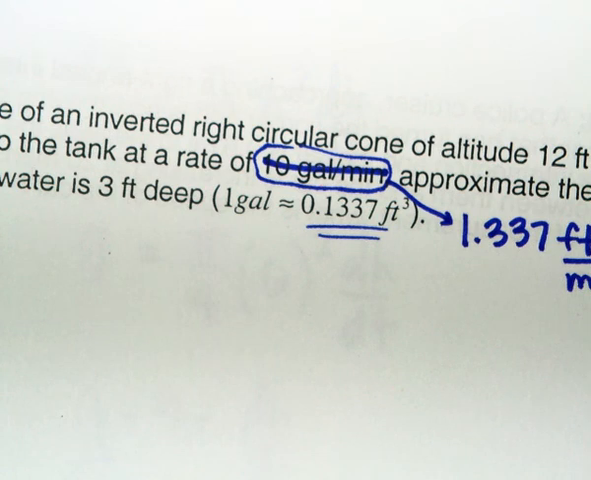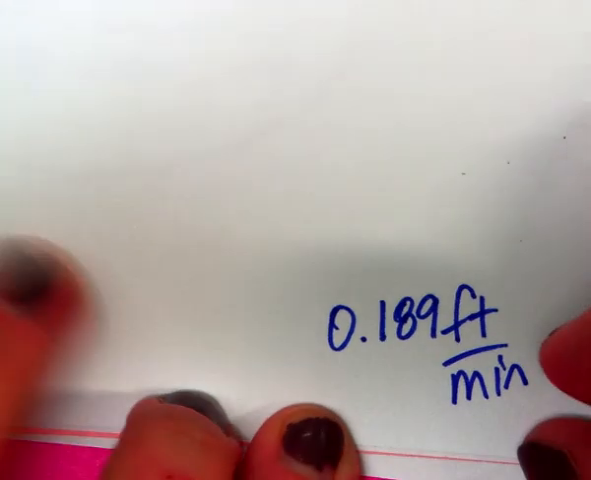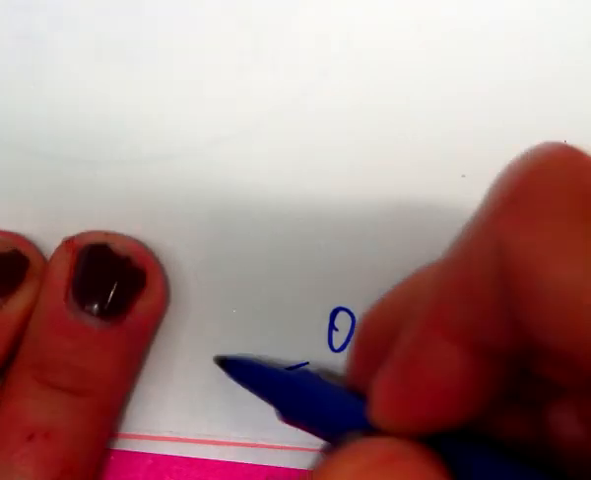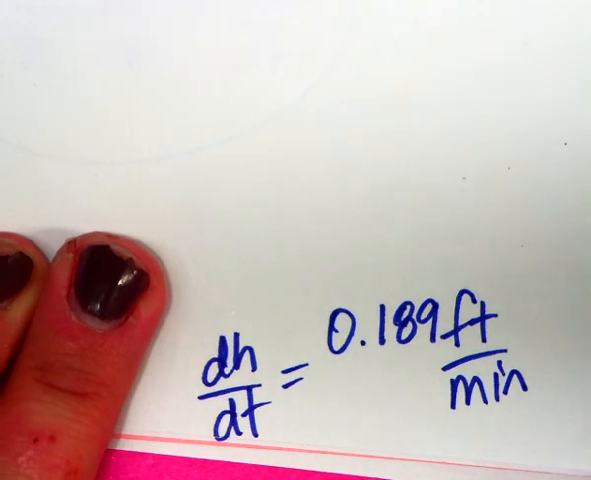Okay? Coming back, the answer you should have, I have an answer that's correct to 3 decimals, right, because of this. Your dh/dt should be 0.189 feet per minute. Okay, so 0.189 feet per minute for your dh/dt. Okay, try to work on that again if you didn't get it.